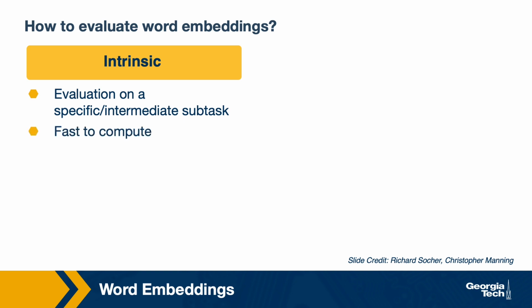And it is usually fast to compute, so you can check the quality of the word embeddings during training, and it helps you to understand what the model is learning. However, it is not clear whether it really helps in real tasks.